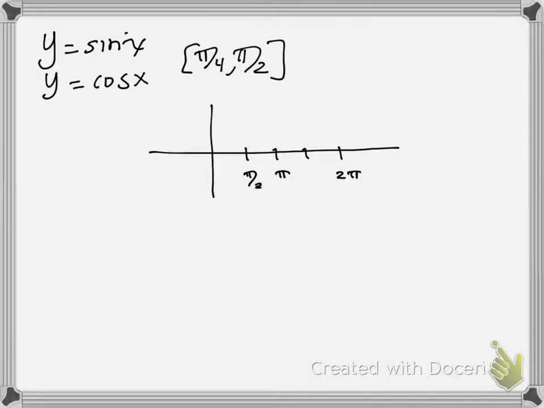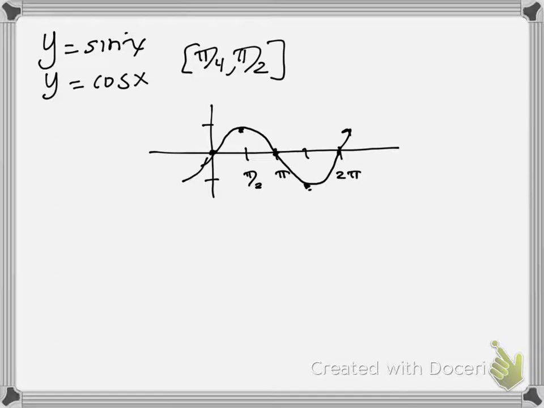And so sine, they both go to 1. Sine starts at 0 and goes up at pi over 2 to 1, and then down to 0 at pi. And then 3 pi over 2 goes to -1 and then back. So we'll draw that in. Okay, so that's just our sine function.